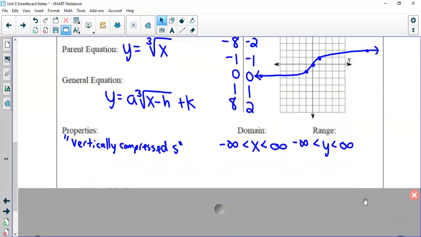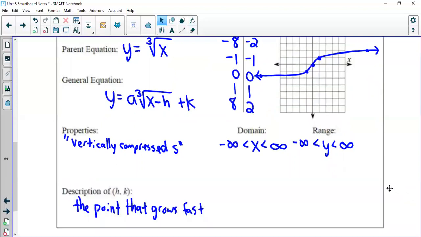And then our HK point in our parent graph, there is no H and K, it's at 0, 0. And so now this is just the opposite of the cubic. Notice how this graph grows very slowly, but at 0, 0 grows actually the fastest, and then it grows really slow again. So the HK for the cubic is the point that grows the fastest.